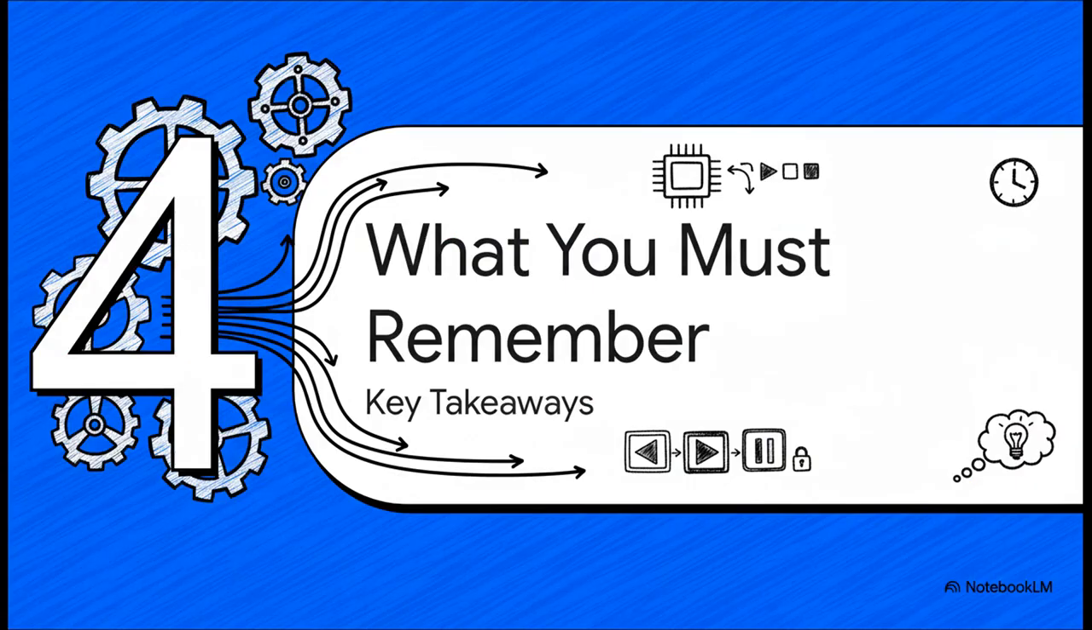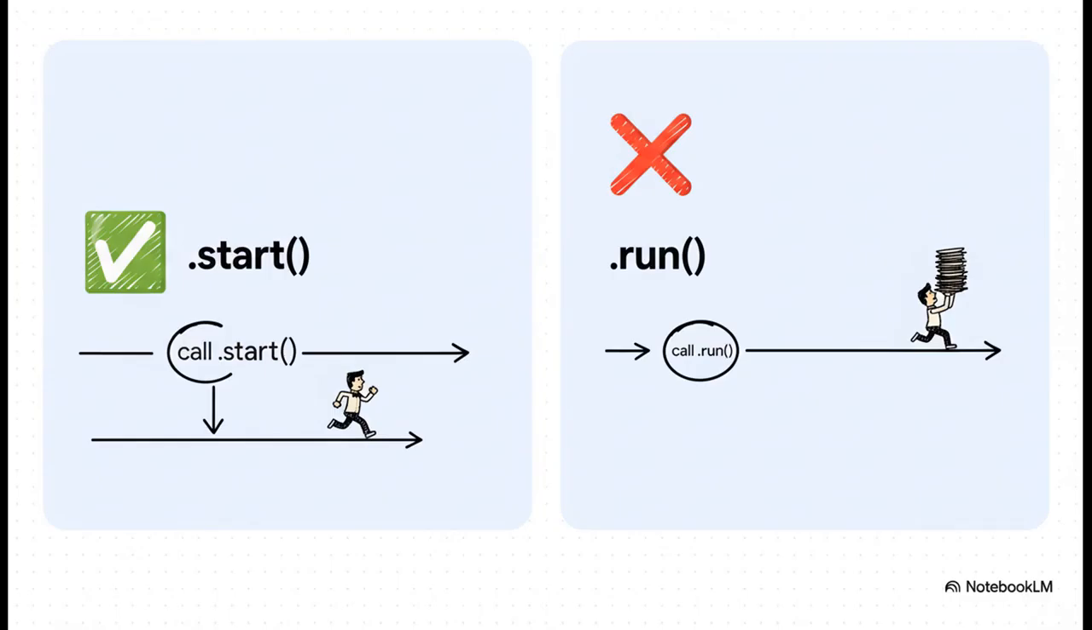All right, let's pull all this together. If you walk away with just a couple of things from all this, let it be these key points. First things first, and this is a mistake everyone makes when they're starting out, you have to call .start. If you call .run instead, you're not actually making a new thread. Your code just runs in the same old thread you were already in, and you get zero benefits. So remember, .start is for starting a new thread, .run is a trap.